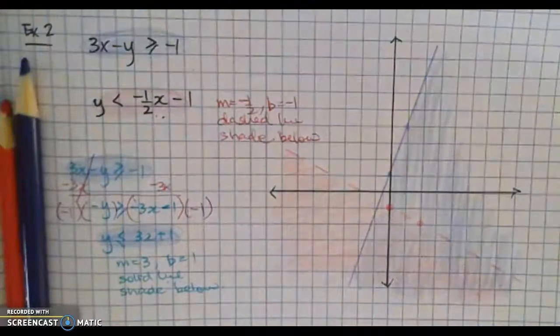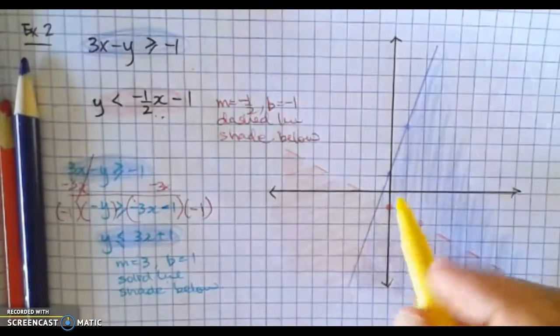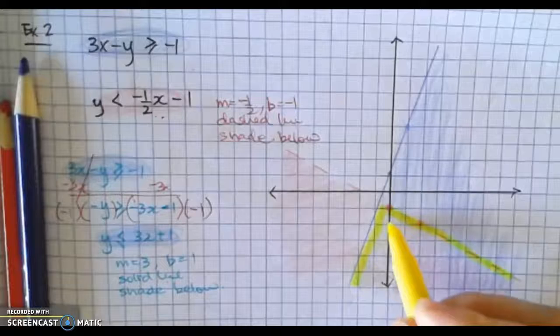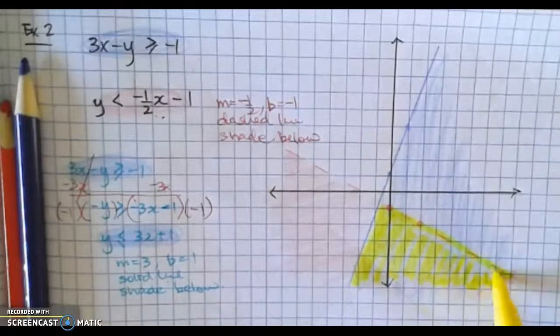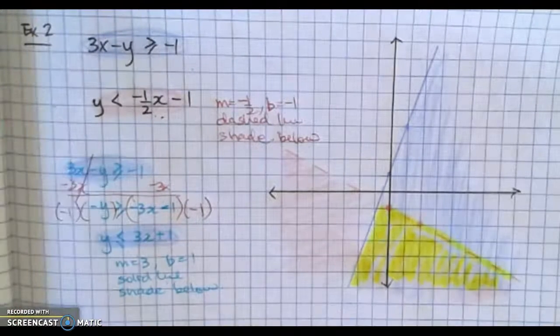So then what is the solution to the system? Well, the system solution will be in the region that is overlapped by both inequalities. So it will be this area. That's the solution area. I'm going to highlight this clearly so that it's really easy to see which area is being overlapped.